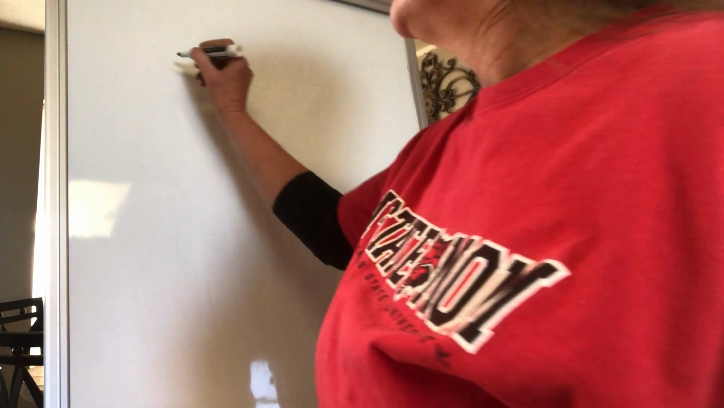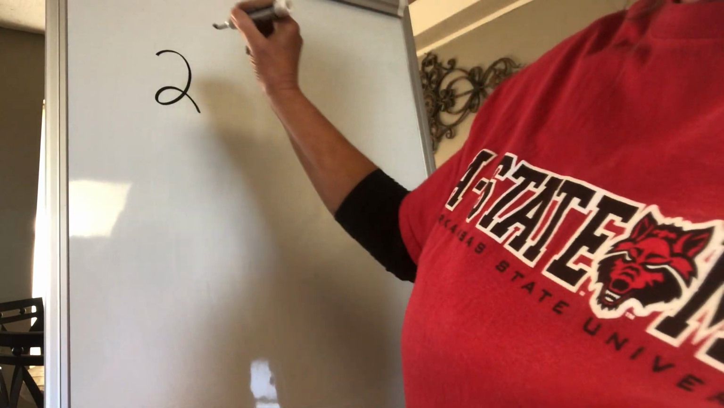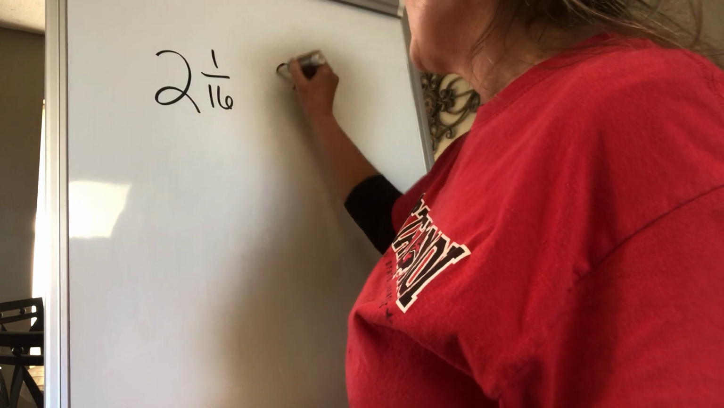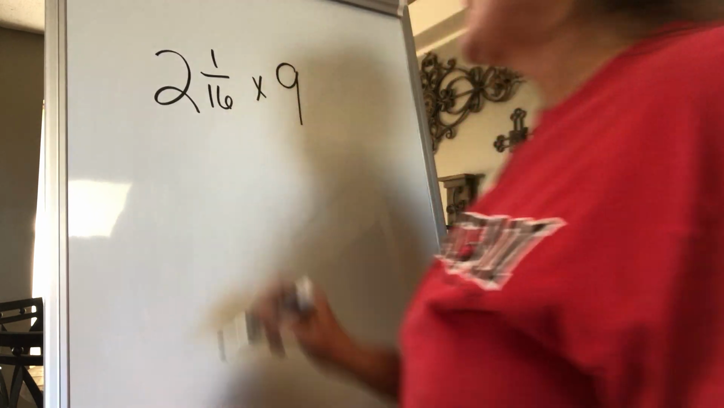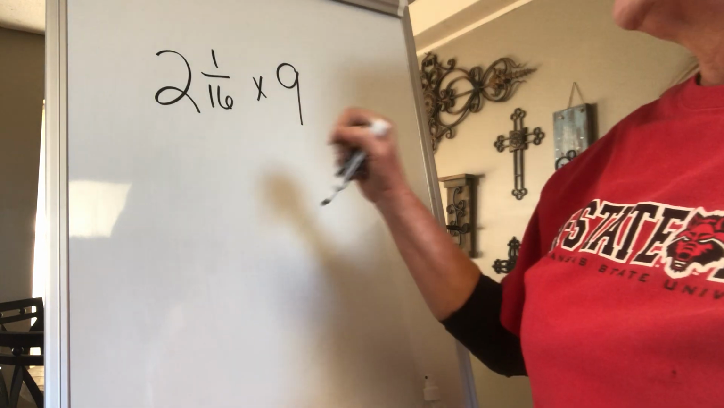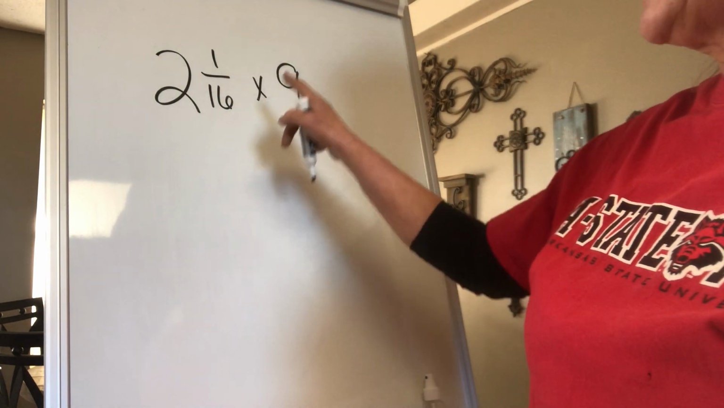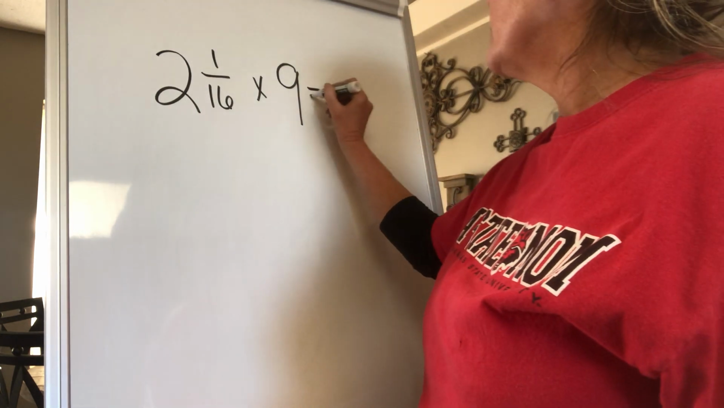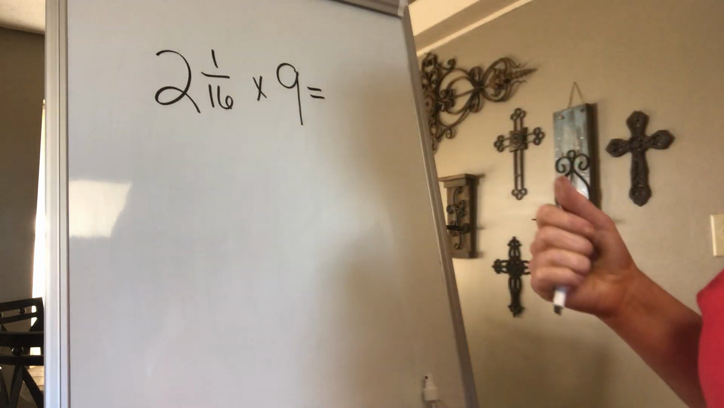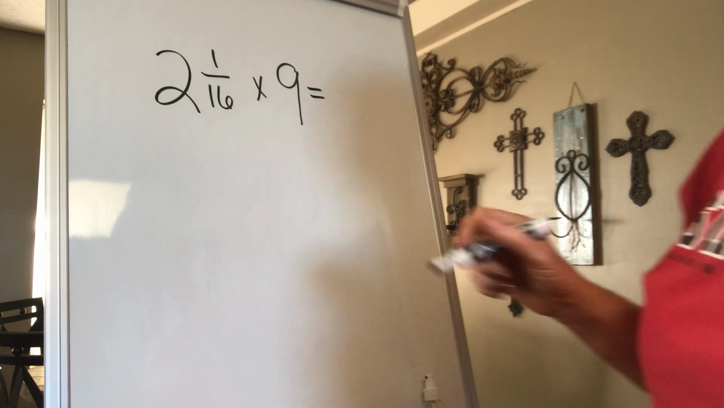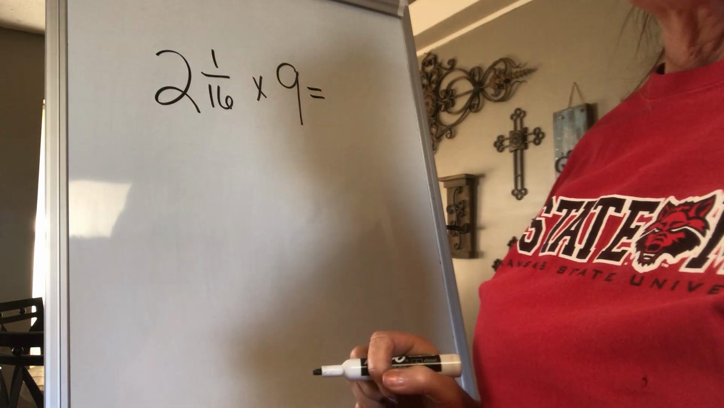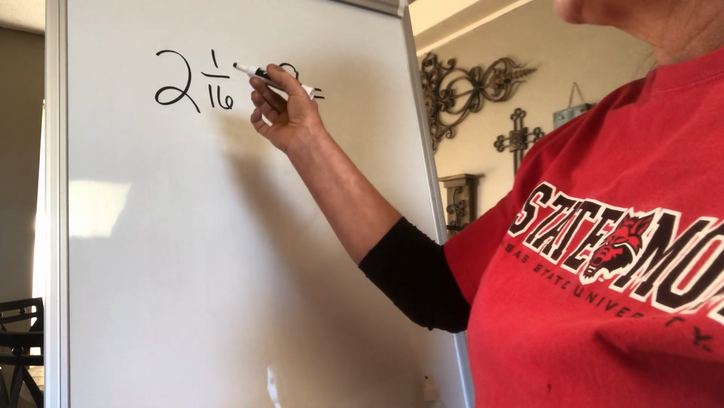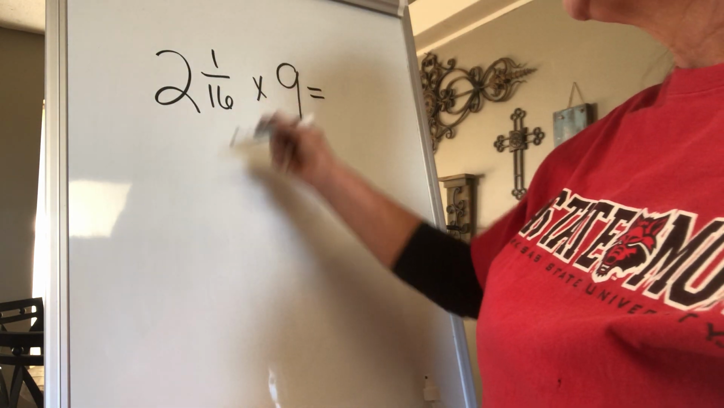So I have 2 1/16, and I have that 9 times. Each tennis ball is 2 1/16, and I have 9 of them. So I am multiplying. Now, we know that we can turn our mixed number into an improper fraction by multiplying diagonally and then adding the top.